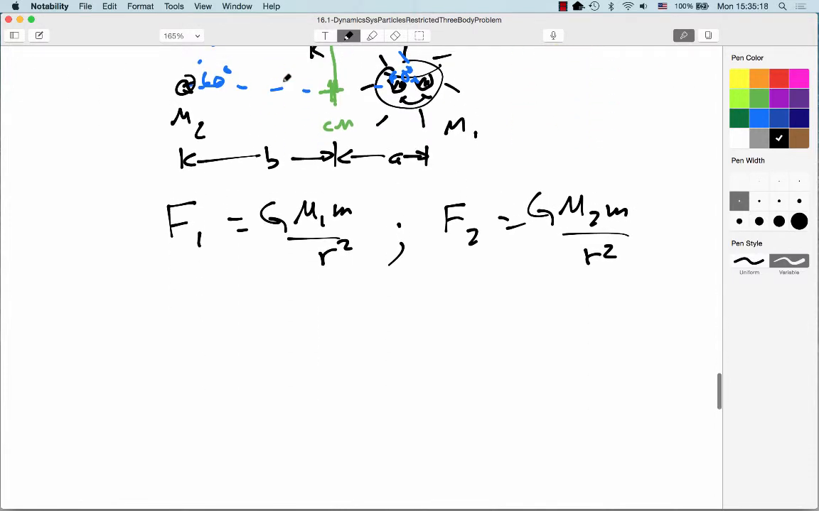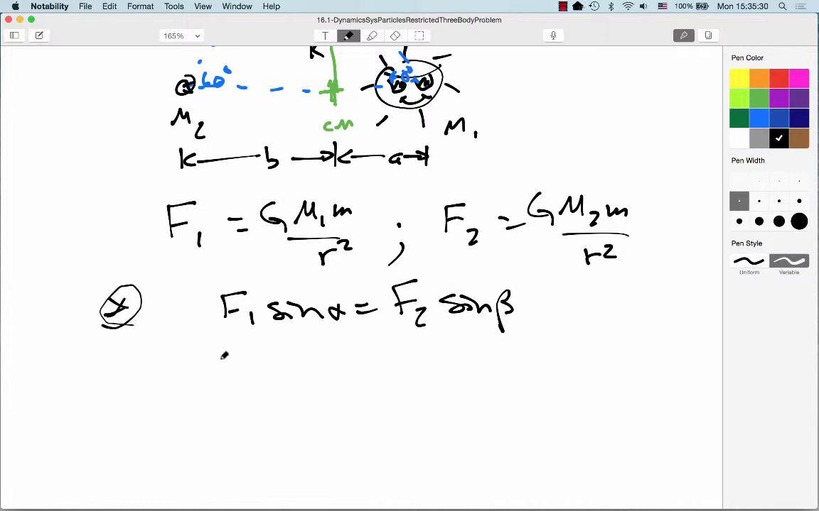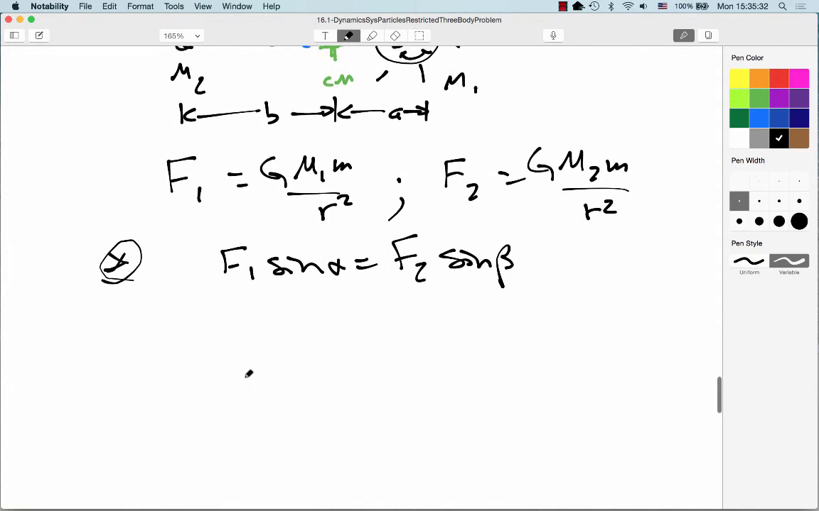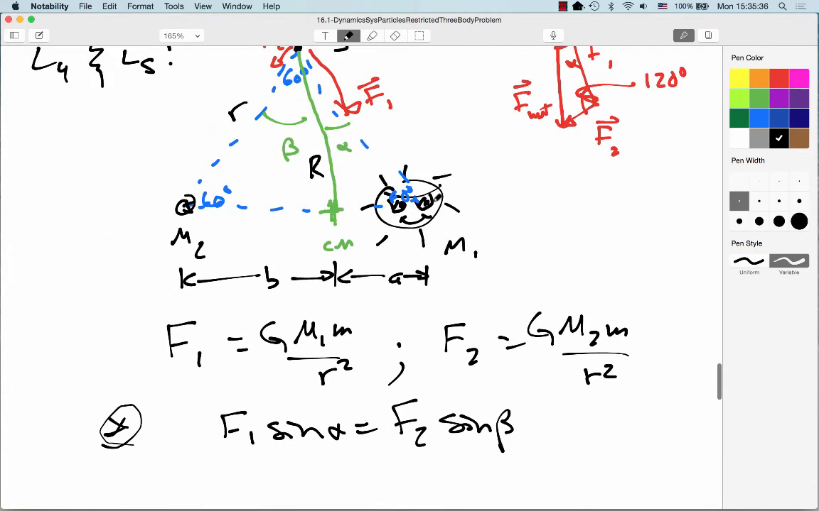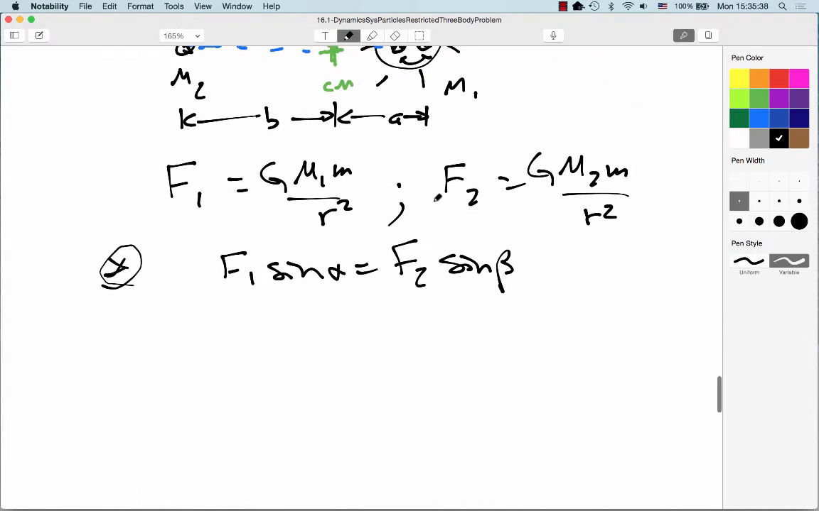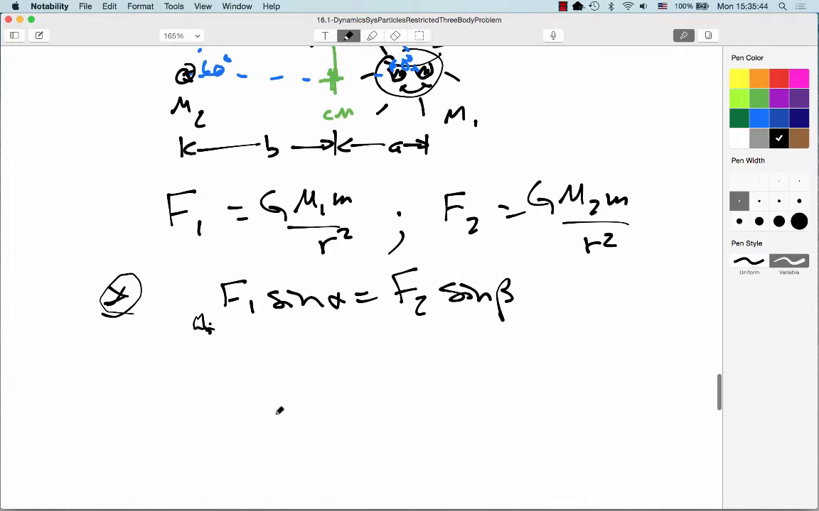So that cancellation condition requires that F1 sine alpha equal F2 sine beta. We'll call this star. We're going to need it later. If this is true, then we've got that our forces point to the center of mass, and then we're all happy.